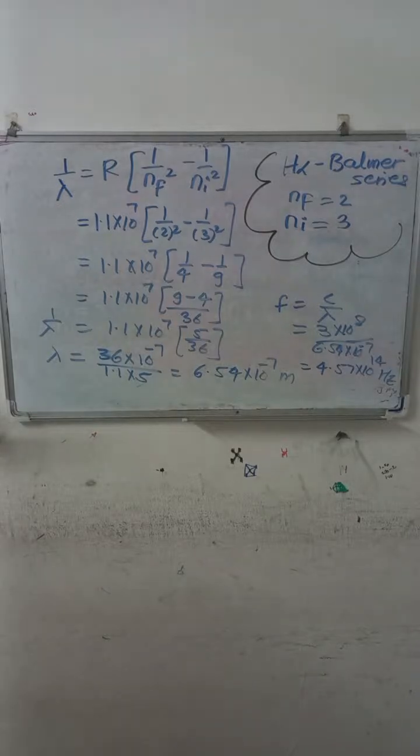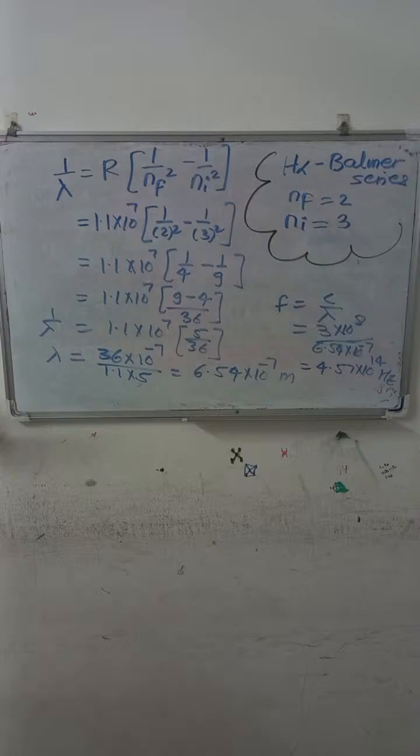Getting this? Check, if R we are taking 0.96, then also values are a little bit varying. Some are taking 1 into 10 raised to 7. So in the exam they will mention this value also. So according to this, we are getting frequency 4.57 into 10 raised to 14 hertz.